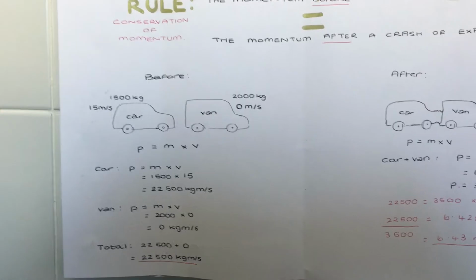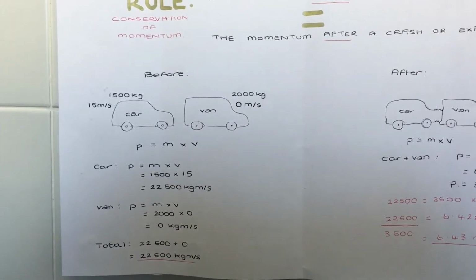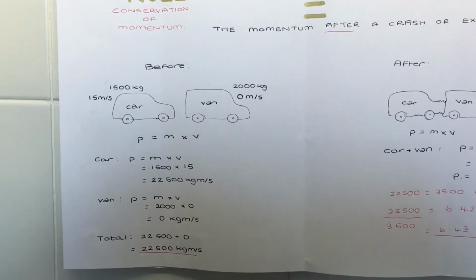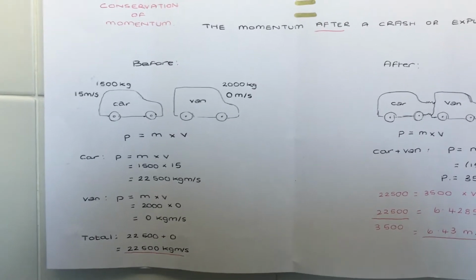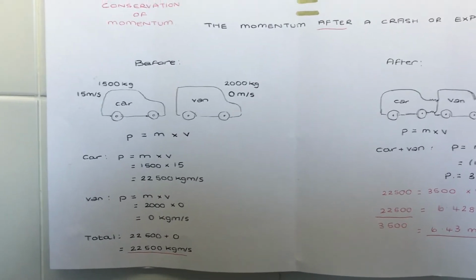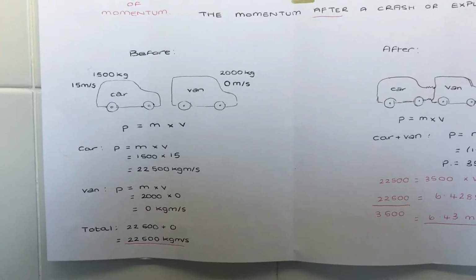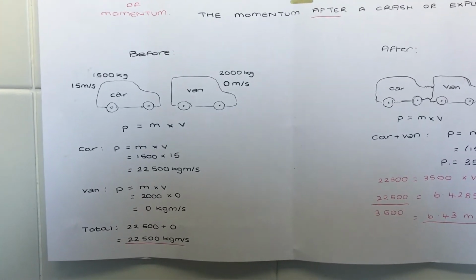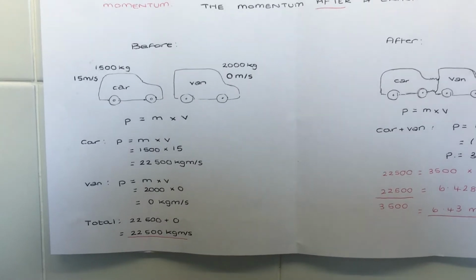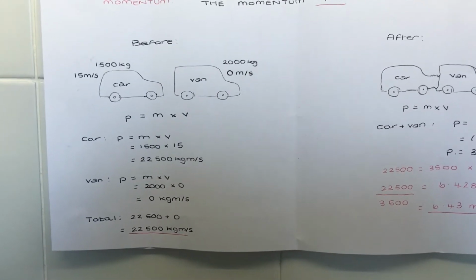The van, its momentum is its mass, so 2,000 times 0, because it's not doing anything. And you all know that when you times anything by 0, you end up with 0. So the momentum for this is 0. So the total momentum for this whole situation beforehand is 22,500 add 0. So just 22,500 kilogram meters per second.